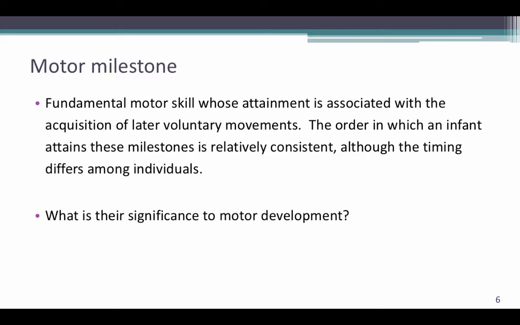The motor milestones are fundamental motor skills whose attainment is associated with the acquisition of later voluntary movements. The order in which an infant attains these milestones is relatively consistent, although there is some variability in regards to the timing of the attainment of these milestones. These motor milestones are significant for a couple of reasons.